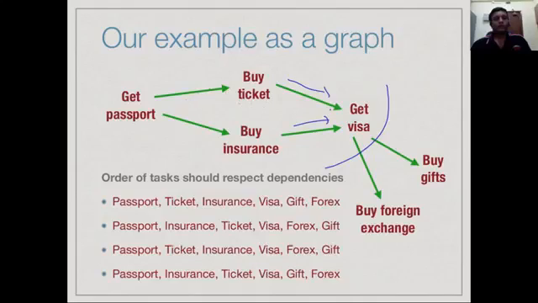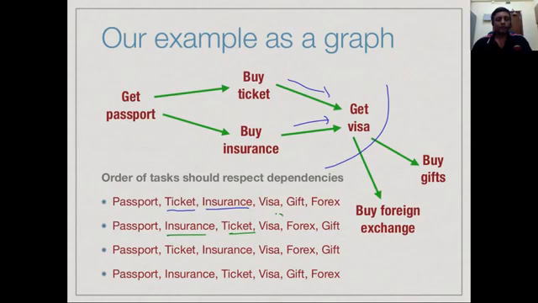So this is the graph that we have, and now our goal is to sequence these 6 operations in such a way that whenever we want to perform a task, whatever it depends on has already been done. You need a passport to do anything, so we always need to start with getting a passport. Now there is no dependency between buying a ticket and buying insurance as per the constraints we have so far. So after a passport, you can either buy a ticket first and then buy insurance, or buy insurance first and then buy a ticket.